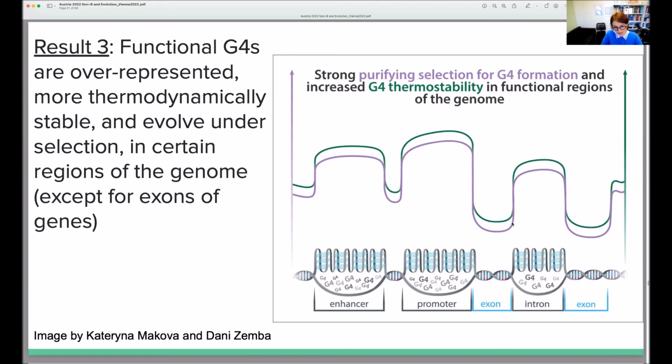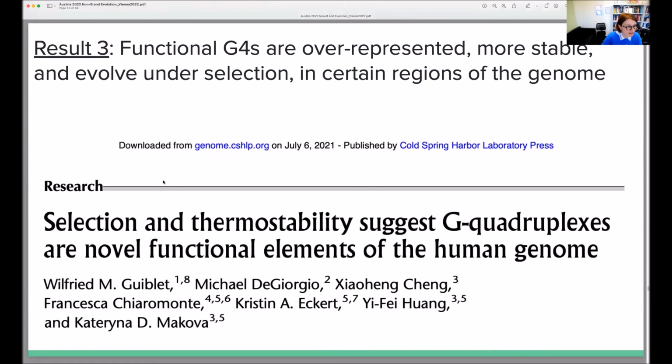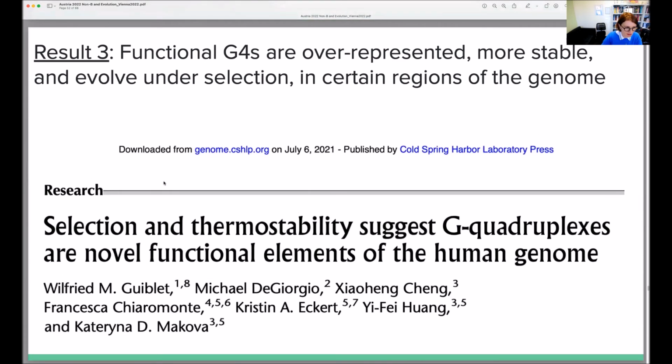They're usually unstable, they are underrepresented, and we hypothesize that they might be costly, they might be detrimental to exons, mostly at the level of mRNA, because the non-transcribed strand later becomes the mRNA strand, and so they might be detrimental at the level of translation. And if you're interested in this work, this was just recently published in Genome Research. So you're welcome to take a look at this publication.